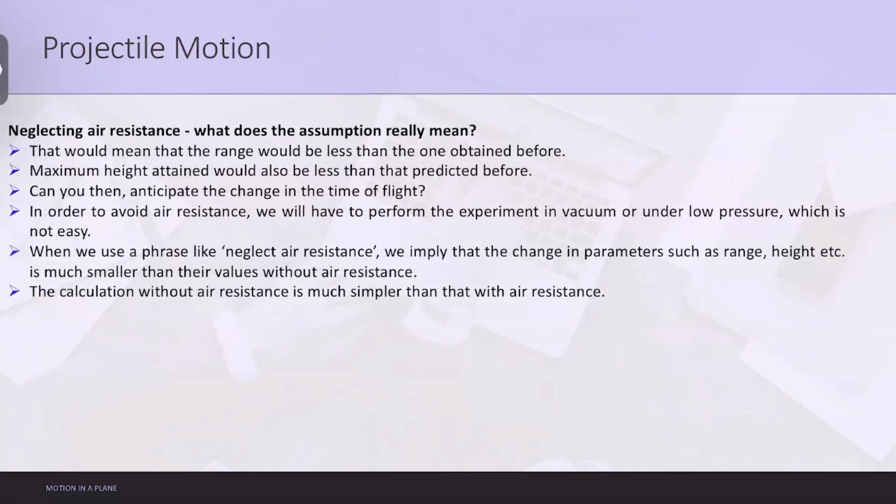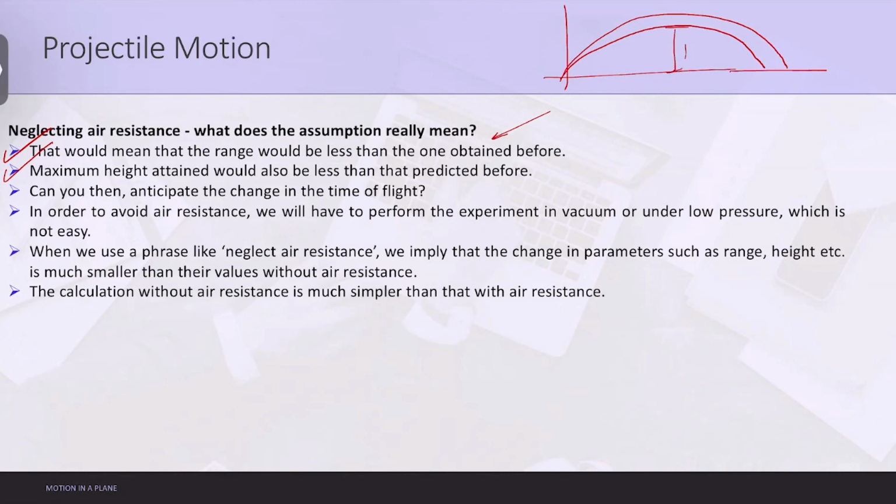So that would mean that the range would be less than the one obtained before. Quite evident, because the energy is being reduced. So the energy is reduced. If this was the ideal trajectory, then let us say this may be the trajectory with the air resistance. Maximum height attained would also be less than that predicted before. As you can see, the maximum height is also reduced.